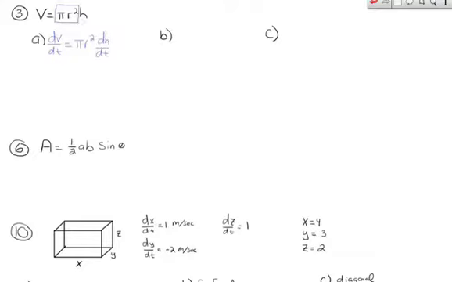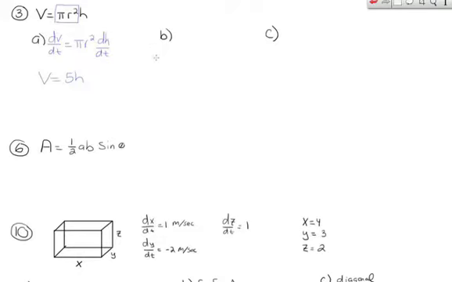Really, it's no different than if I had given you the equation volume equals like 5h and asked you to take the derivative of that with respect to time. We would ignore the 5 and just take the derivative of h. So that's what we've done. Ignored the pi r squared and then multiplied by the derivative.